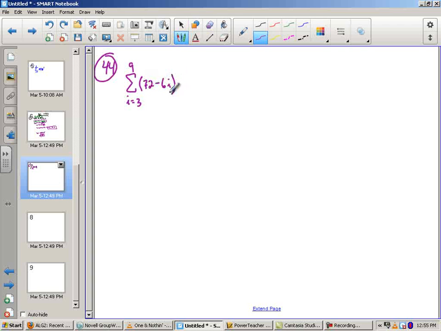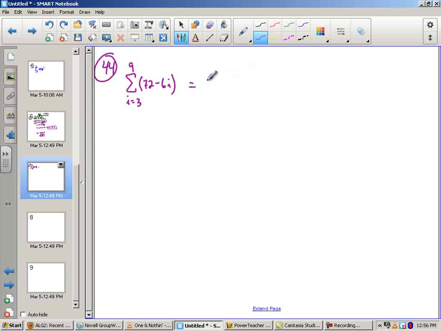72 minus 6i. What this means is I'm going to add up all the terms from the third term up to the 9th term. If I were to put in the 3, then the 4, then the 5, 6, 7, 8, and 9, that's quite a few terms. It ends up being 7 things to put in, simplify, and then add together.